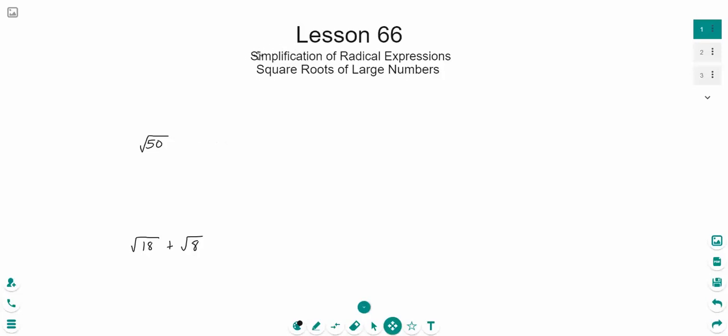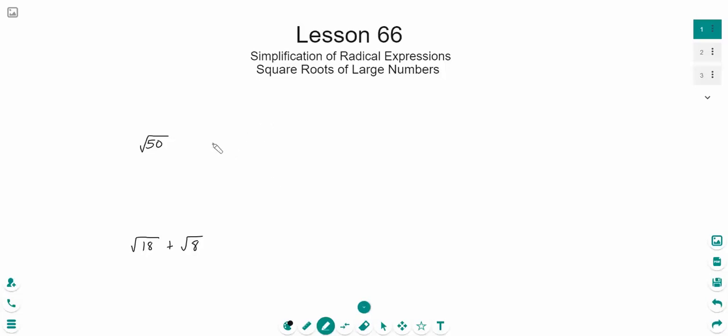Today we're going to be talking about two things, really. The simplification of radical expressions and square roots of larger numbers. But these two topics are both very related. They're both dealing with square roots. So really today we're just continuing our study of square roots and how we can manipulate them and simplify them.